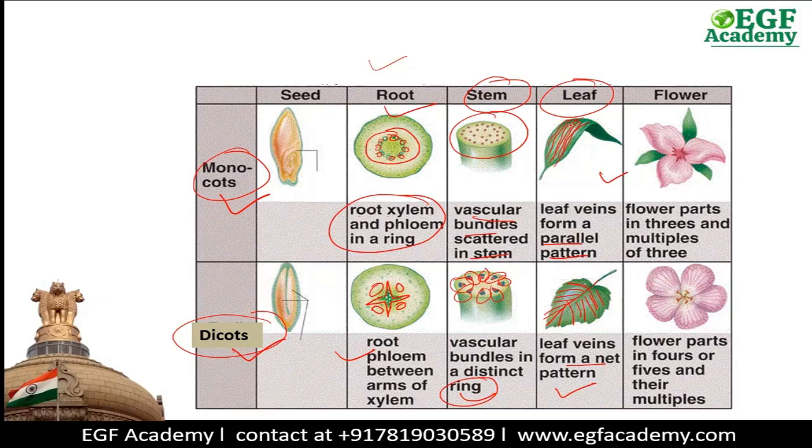Now there is a difference in the flowers as well. In the monocots, the flowers are present in 3 or multiples of 3, like here you can see, these are the 3 petals. While in the dicots, the flower parts are present in 4 or 5 or their multiples. Like you can see here, there are 5 petals in this flower: 1, 2, 3, 4, 5. So I will teach you all these things in detail later on.